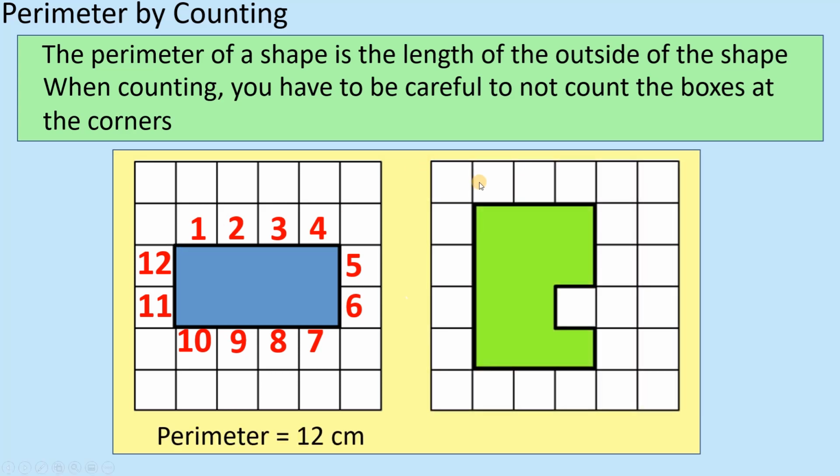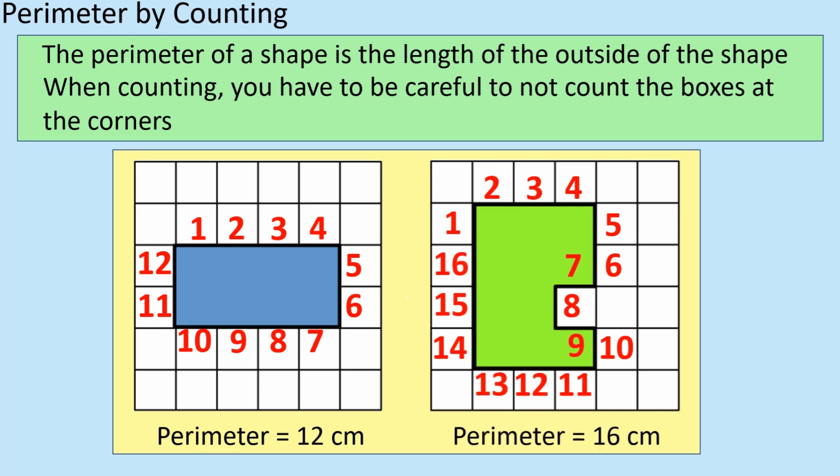Same over here. Again, we're not counting the boxes, we're counting from the corner. So it's going to be 1, 2, 3, 4, 5, 6, 7, 8, 9, 10, 11, 12, 13, 14, 15, 16. So start from a corner, finish at a corner. It doesn't really matter where you start as long as you're counting very, very carefully. I got 16, so hopefully you get 16 as well. So 16 centimeters.